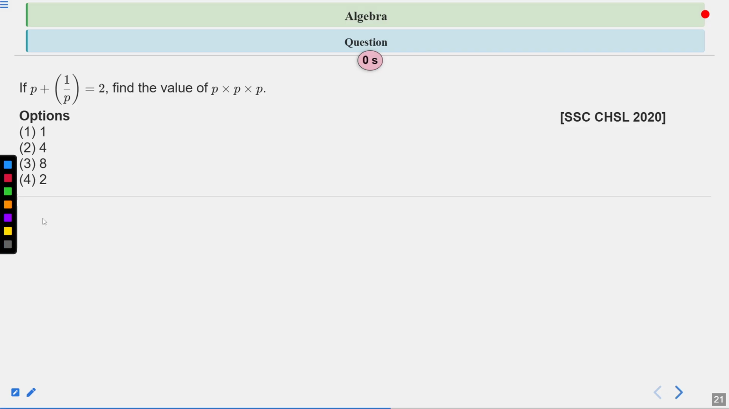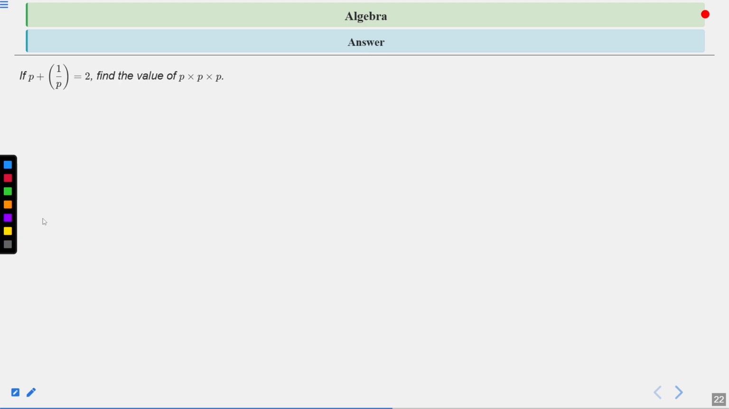Now time's up. Let's see the solution of this question. The question says that if p plus 1 upon p equals 2, then what is the value of p into p into p? We can easily calculate it because we just put the value of p as 1. We get the value 2, so this satisfies the equation. Since p satisfies the first equation, we can put the value of p in the second expression which we need to calculate. So 1 into 1 into 1 gives 1. The correct answer of this question is the first one, which is 1.